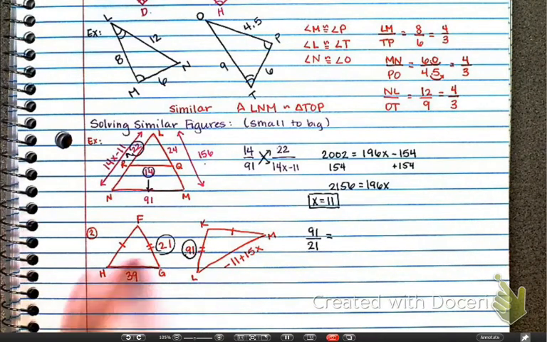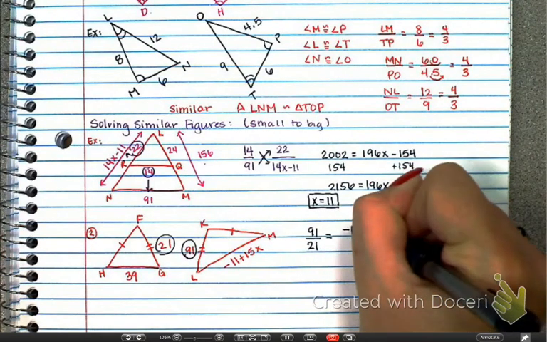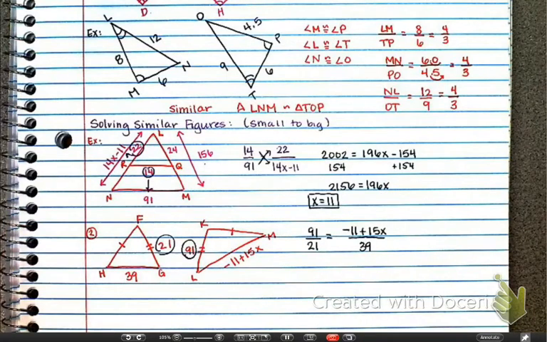So we went right to left. So what else can I compare? What else matches up between the 2 triangles? Good. Negative 11 plus 15x over 39. Awesome. Once it's set up, the rest you're good at.